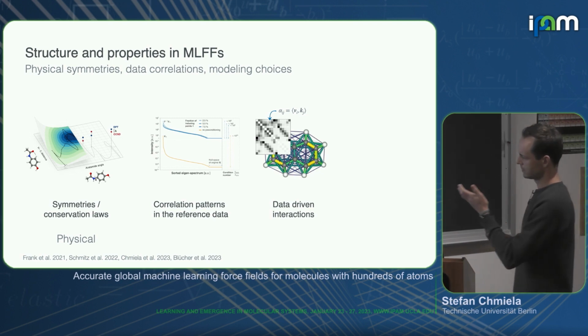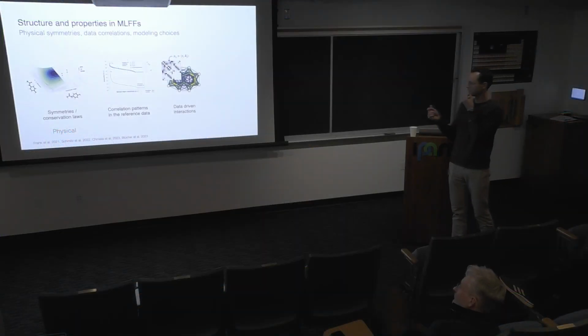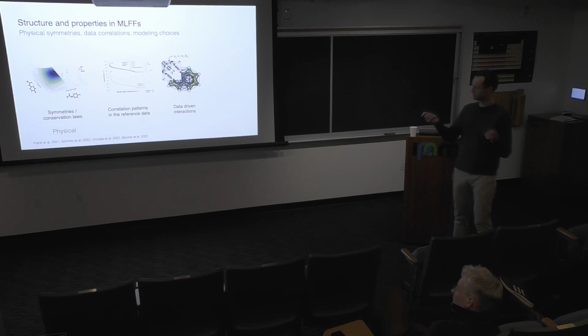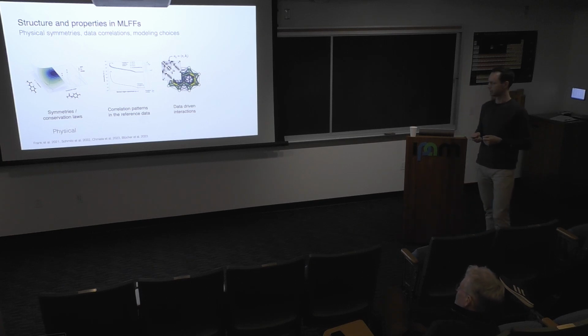So it's very important, I think, to look at interactions that really emerge from the data, in addition to the interactions that are really due to the physics. So those are all statistical symmetries that can be exploited.